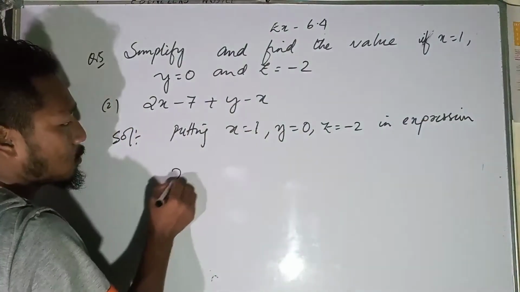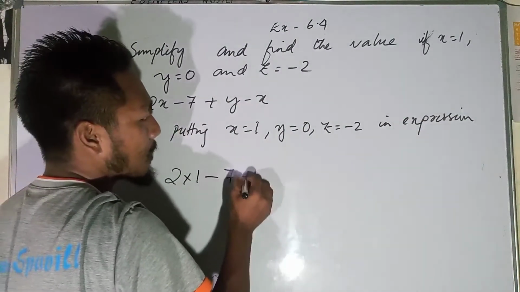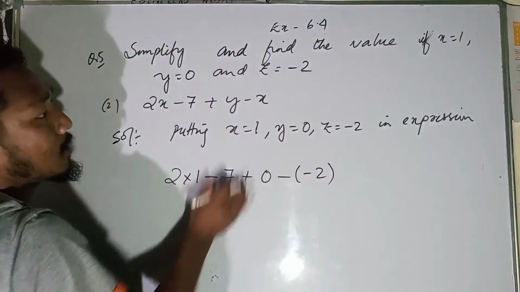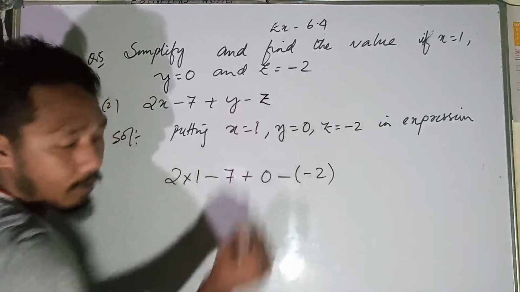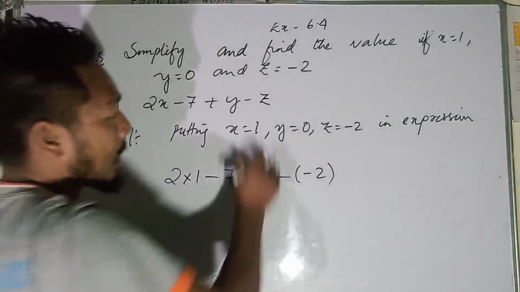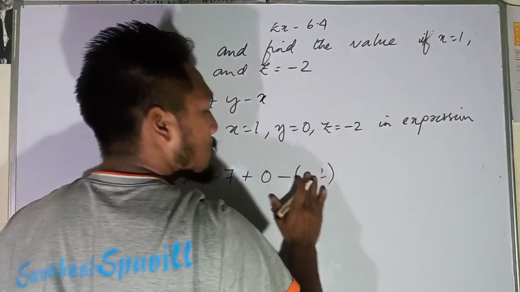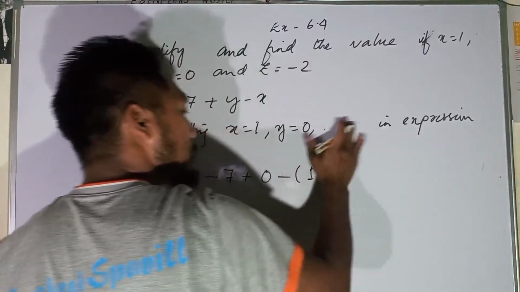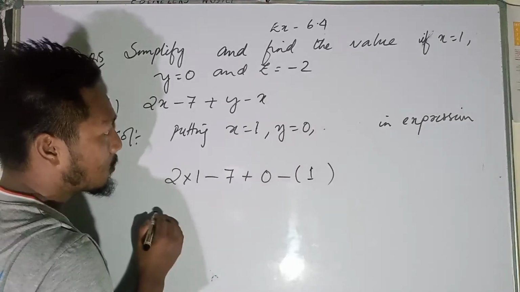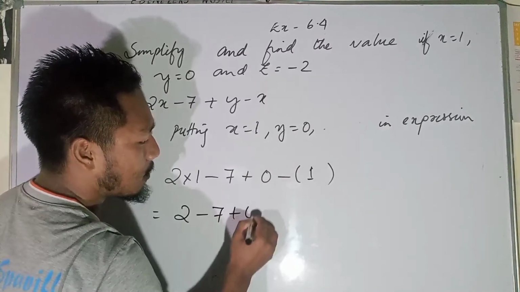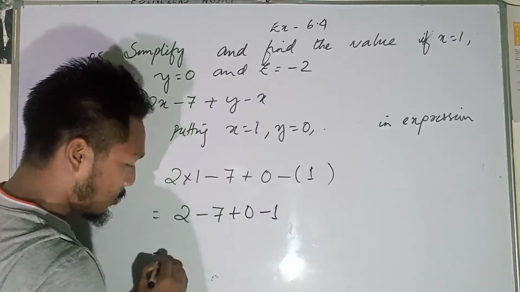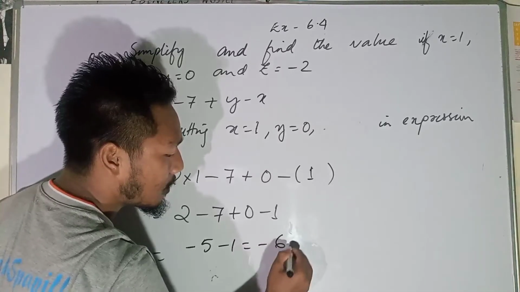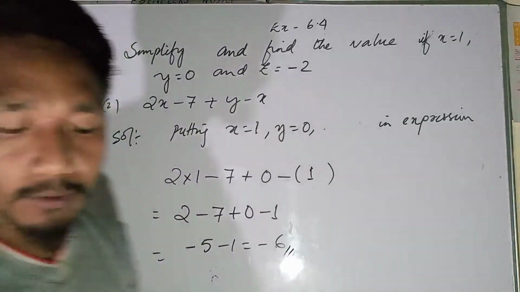That means 2 into x, which is 1, minus 7, plus y, which is 0, minus 2, minus... Okay, I think this is z, if I'm not wrong. I'm sorry, this is x. So here also we will put the value of x only, that is 1. Since we don't have z, we will not put the value of z. So what is it? 2 ones are 2, minus 7, plus 0, minus 1. So 2 minus 7 is minus 5, minus 1. So that is equal to minus 6. Okay, so in this way you will solve.